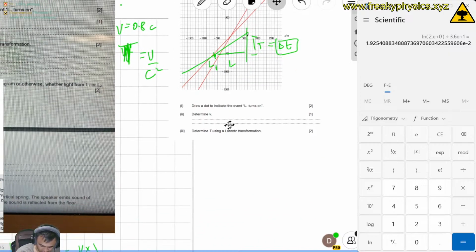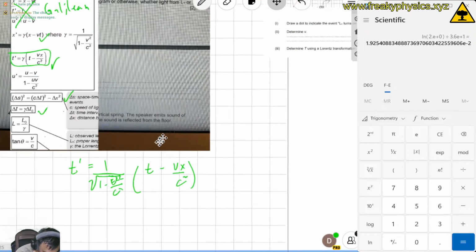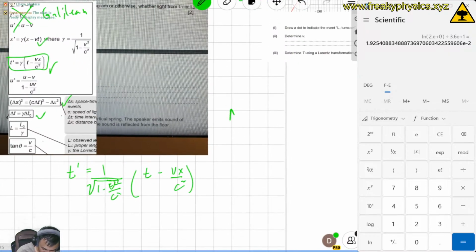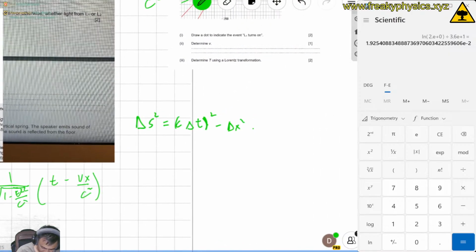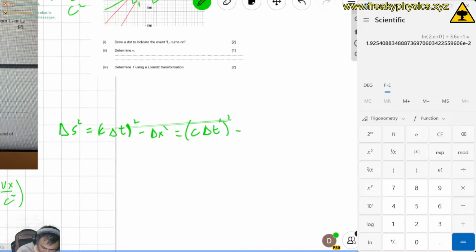Okay, let's use the space-time interval equation. So delta S squared equals c delta t squared, but this doesn't use the Lorentz transformation, so I don't think this will be valid. Minus delta x squared, right? And this would be c delta t prime squared minus delta x prime squared. No, that won't work either.